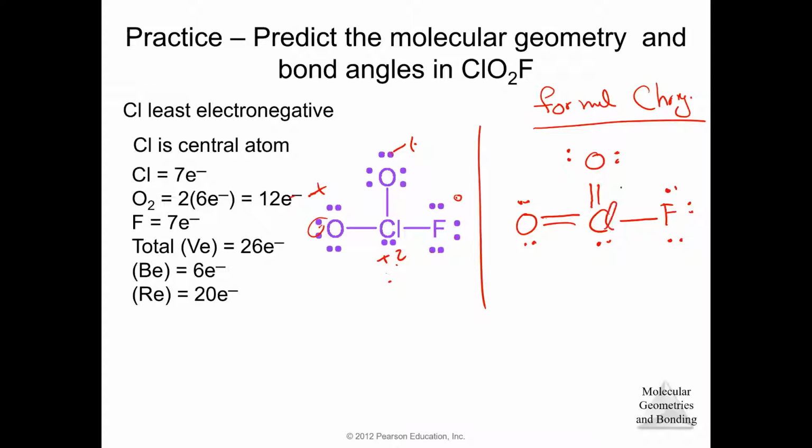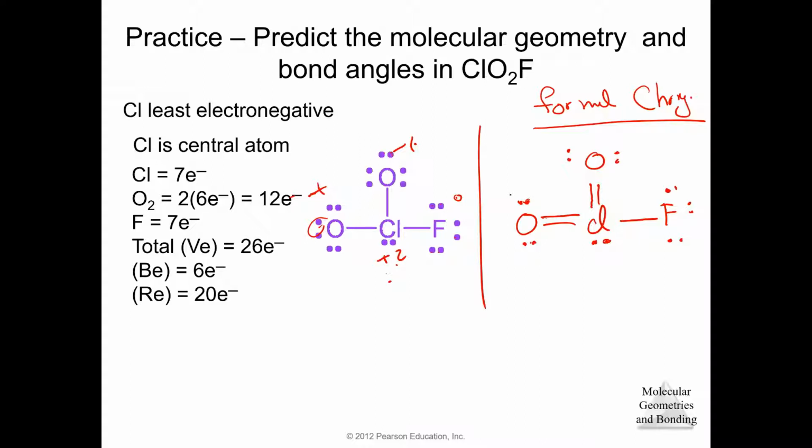Cl, by the way. So Cl is violating the octet rule. Can it violate the octet rule? Is it third row and below? Can Cl violate the octet rule? Yes, it can if it has to, if it gives a better formal charge.